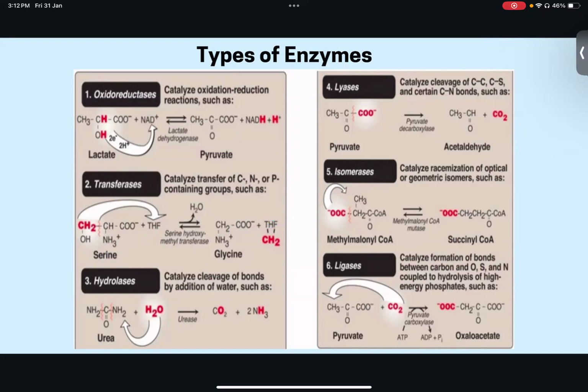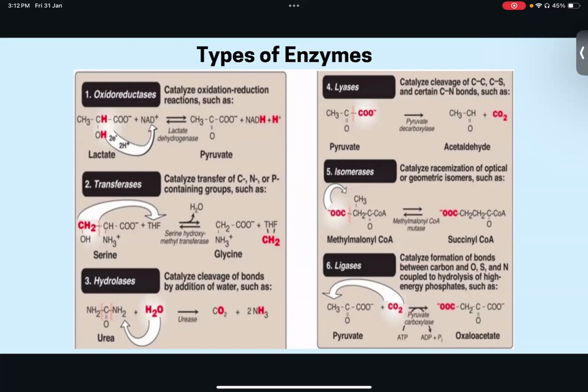Then we have the hydrolases. From its name, hydrolases means it involves water molecules, such as here, catalyzing the cleavage of bonds by the addition of water, when urea is hydrolyzed using water to give us carbon dioxide and ammonia. So in hydrolases, we use water to break down the compound. In transferases, we transfer a carbon, a nitrogen, or a phosphate to another compound. And in oxidoreductase, we reduce and oxidize in the same reaction.